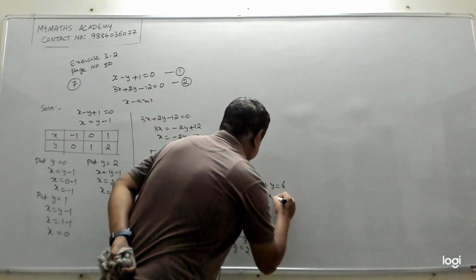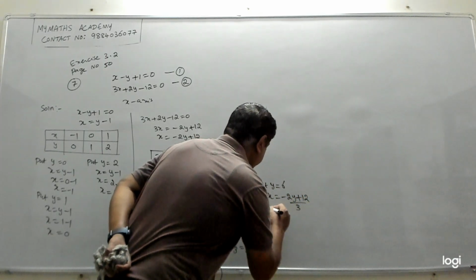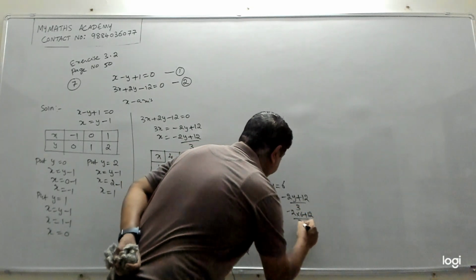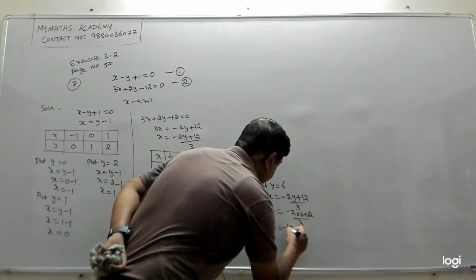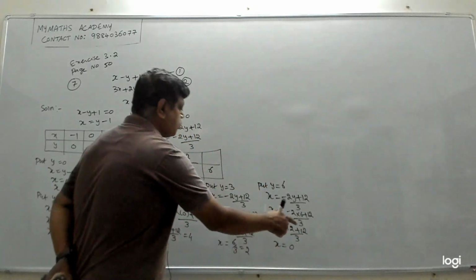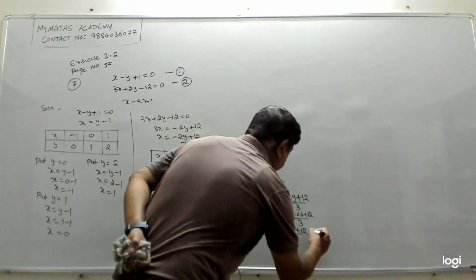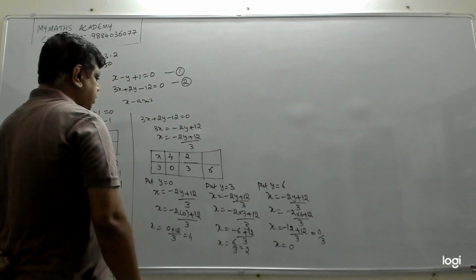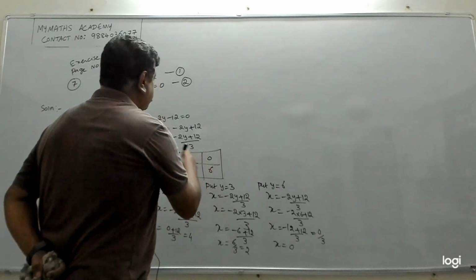What is my x? My x becomes minus 2y plus 12 by 3. So my x becomes minus 2 into 6 plus 12 by 3. My x is equal to minus 2 into 6 is minus 12, plus 12 by 3. So my x becomes 0. So minus 12 plus 12 is 0, 0 by 3 is 0. So now, when y is 6, we got x as 0. Now we need to plot these points in the graph.